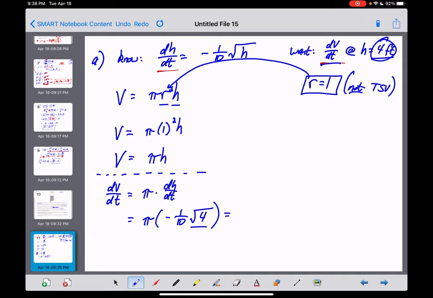The square root of 4 is 2. 2 times a negative 1/10 is a negative 1/5. Times pi, it's going to be a negative pi over 5. And they did say to include units of measure right here.